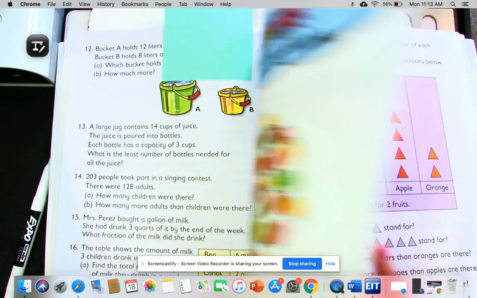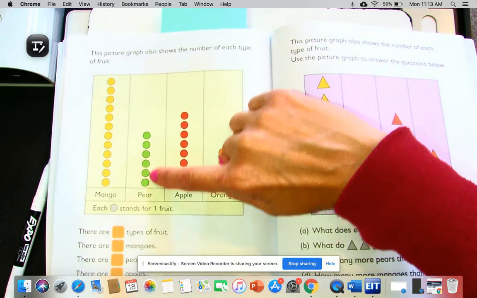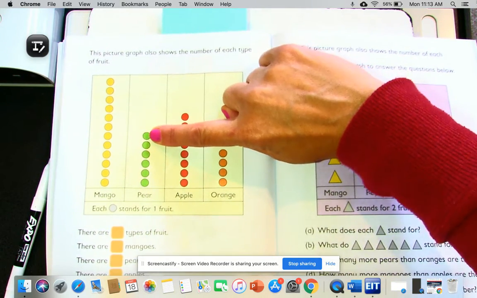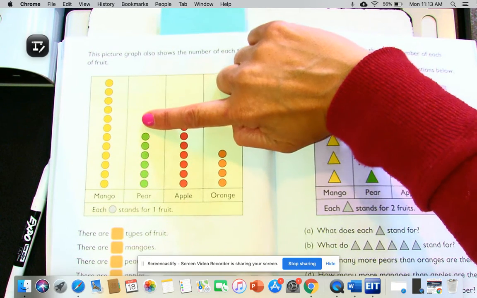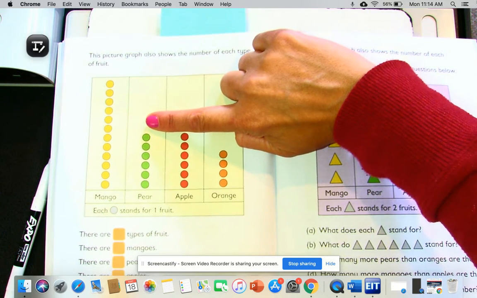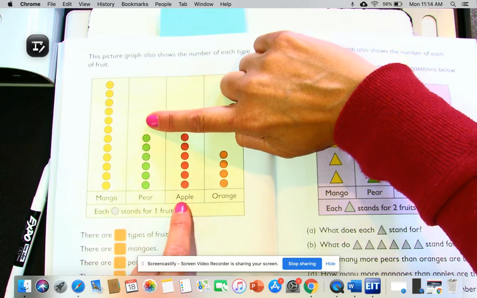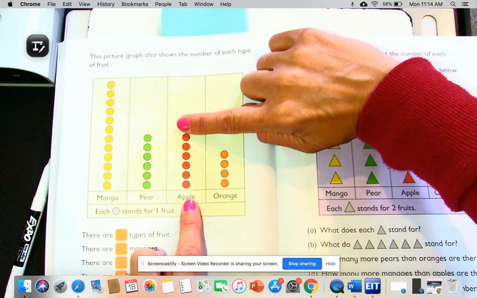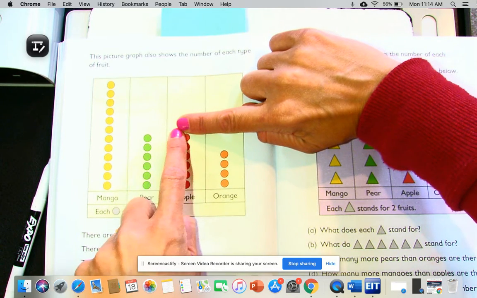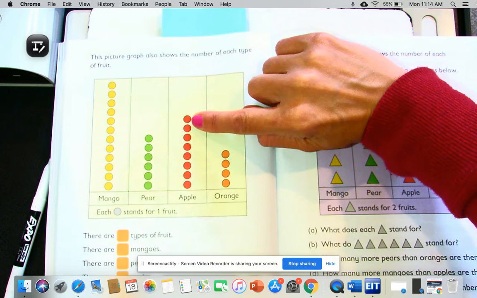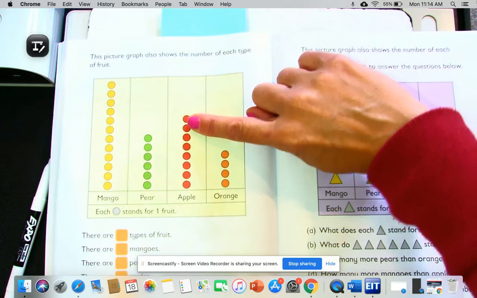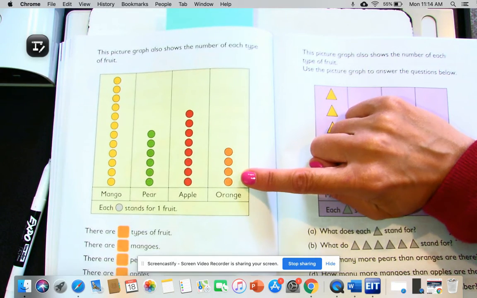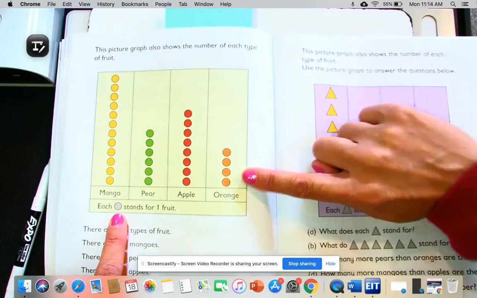Let's see, how many pears did we have? We had 6 pears. Let's check. 1, 2, 3, 4, 5, 6. Yep, 6 pears. And another way to look quickly, if you know we have 6 pears, you can look over at the apples. So this would be 6 apples, right? It would be the same height. And then there's 2 more. So we know there's 8 apples. And then we have 4 oranges. And again, really important when we're looking at graphs is to look at the key.